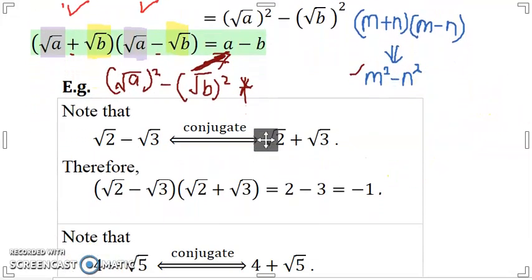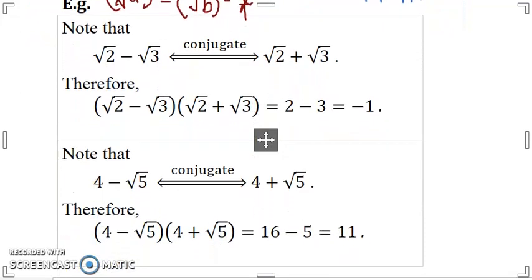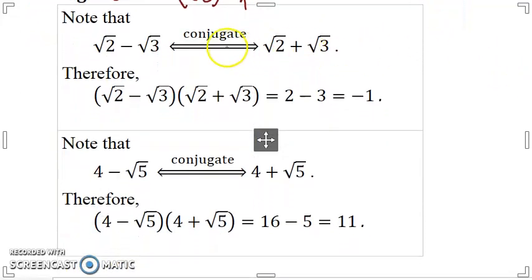And see further examples in numbers. So we know square root of 2 minus square root of 3 has a conjugate of square root of 2 plus square root of 3. In this case, I change the sign of square root of 3 from negative to positive. Of course, you can also change the square root of 2 into negative square root of 2, but we try to reduce seeing so many negative signs in our calculation so that our calculation will be easier.